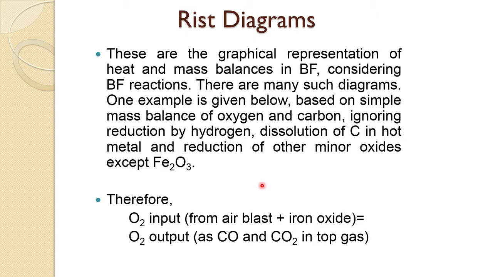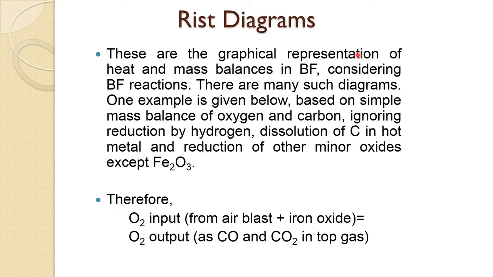Now, we come to another topic, the Rist diagram, which is a graphical representation of heat and mass balances in the blast furnace. You know, in chemical engineering you have many graphical representations of processes, even for things like Reynolds number and friction factor. So, empirically you can get the values from those graphs. The same thing is true for heat and mass balance in chemical engineering, and the same sort of principle has been applied here, as a graphic representation of heat and mass balances in the blast furnace considering blast furnace reactions.